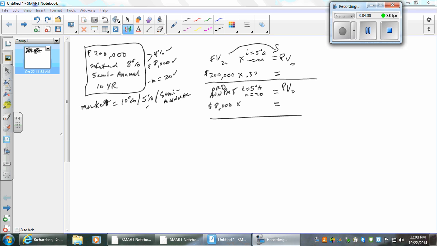0.3769. If you invest 38 cents for 20 periods, compounded at 5%, it will grow to $1. Am I right, guys? So each one of these is only worth 38 cents. So what's 200 times 0.3769? 75,380. How many of you had the 75,380 written down on your paper?